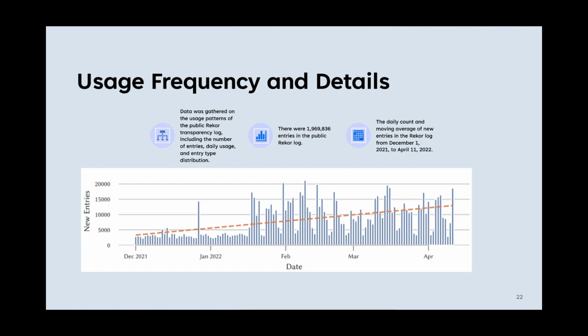Here is the usage frequency and details. The daily count and moving average of new entries in the Rekor log from December 1, 2021 to April 11, 2022 is shown in the graph. The data was gathered on the usage patterns of the public Rekor transparency log, including the number of entries, daily usage, and entry type distribution, and there were around 2 million entries in the public Rekor log.